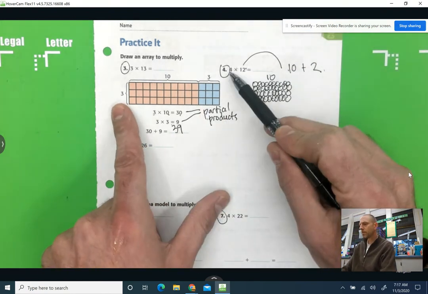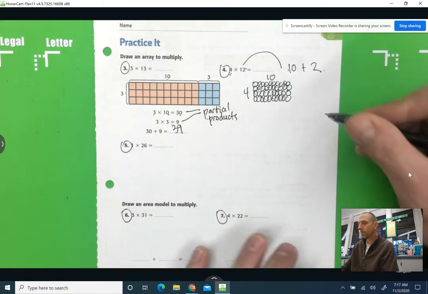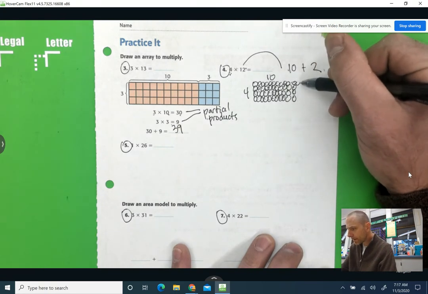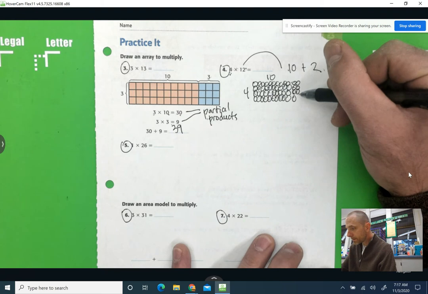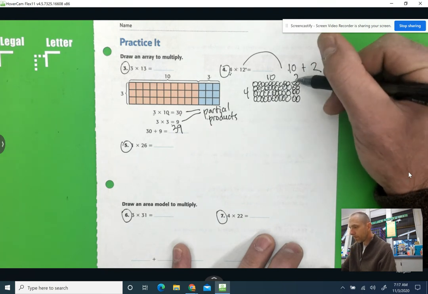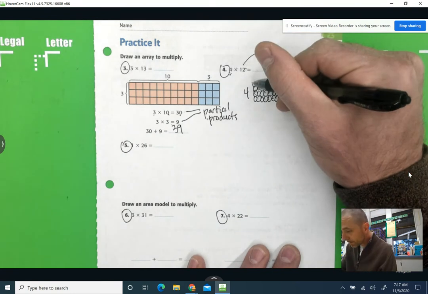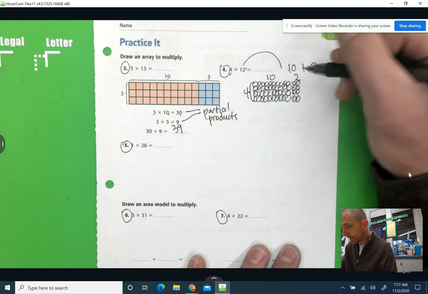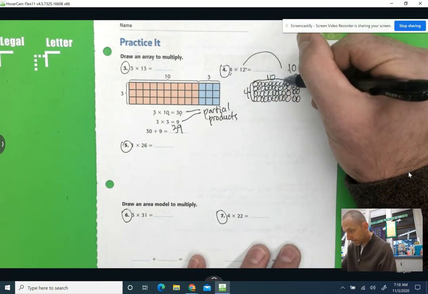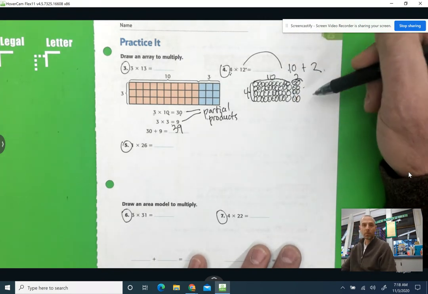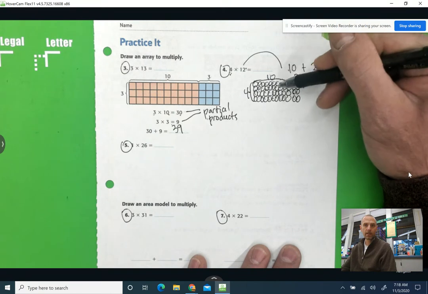And now let's do 4 groups of 2. 1, 2, 3, 4 groups with 1, 2, 1, 2, 1, 2, 1, 2. 4 groups of 2. Okay? So it looks very similar. Right? We got our 4, and then we got our 10, and then we got our 2.